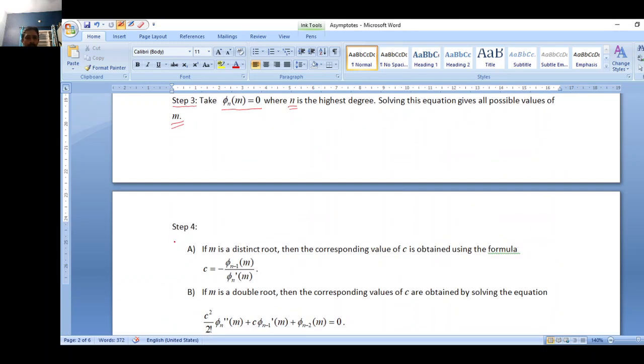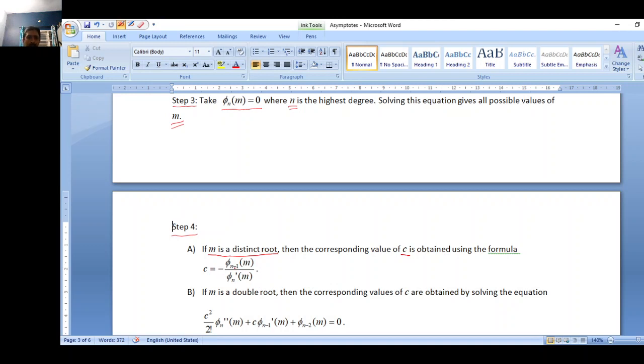So how do we do that? Here we take up specific cases. Suppose m is a distinct root. When you say distinct root, you are supposed to get m as a totally different root altogether. It should not be a repeated root, is what I mean to say. So if m is a distinct root of the equation, then the corresponding value of c is obtained using this formula. Looks a little complicated, but I'll explain this when I go for solving a particular problem.